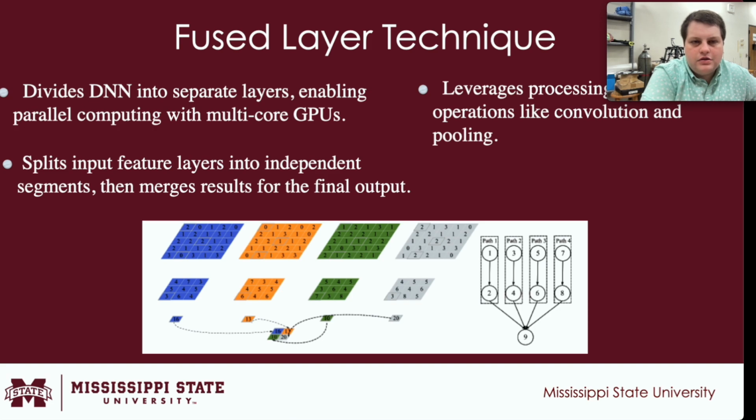What the fuse layer technique mainly does is divide the DNN into separate layers, which enables the parallel processing with multiple core GPUs. This splits input feature layers into independent segments, then merges the results for the final output, which is the same output that we would get in the traditional method, albeit much faster. This leverages processing locality for operations like convolution and pooling, resulting in a lower DNN inference time.